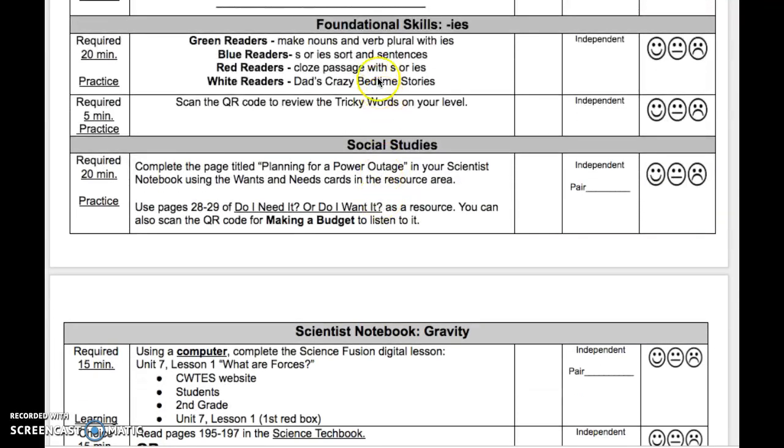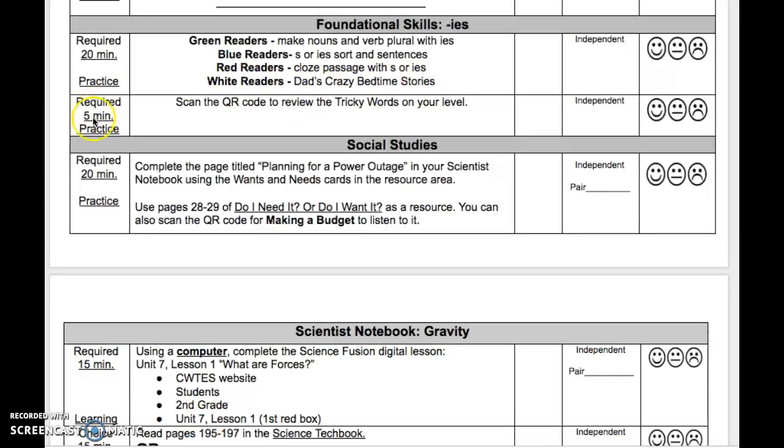The next item is foundational skills, IES. This is required for 20 minutes. It is practice. Green readers, make nouns and verbs, plural, with IES. Blue readers, S or IES, sort and sentences. Red readers, close passages where S or IES. White readers, Dad's crazy bedtime stories.